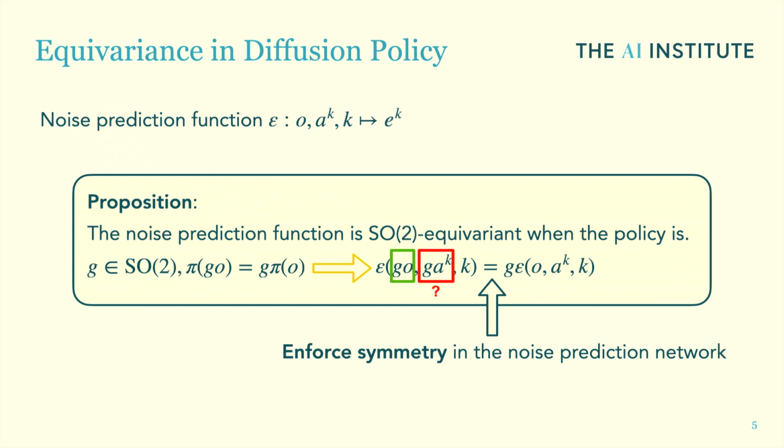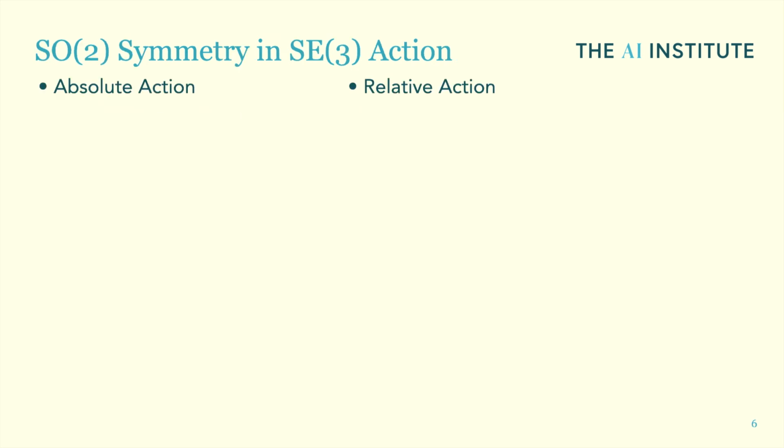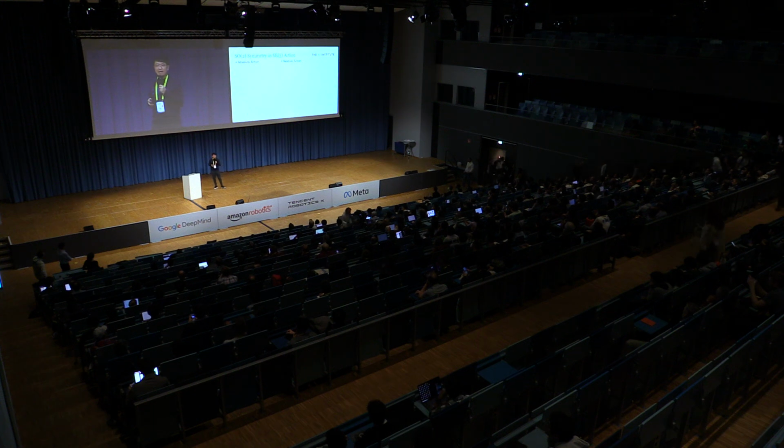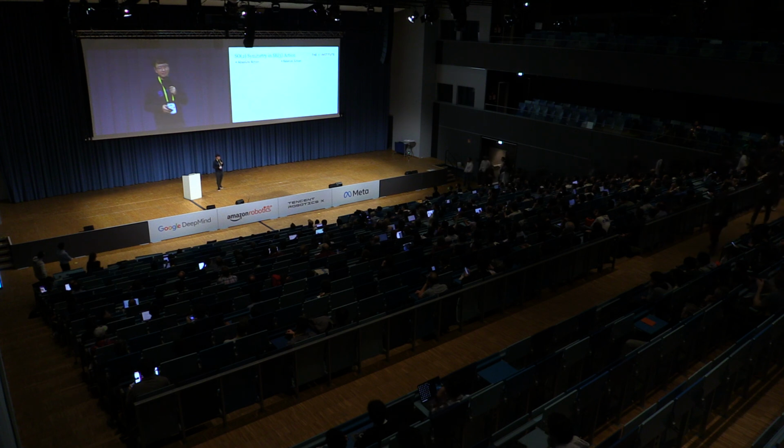The group operation or rotation on the observation O is relatively easy to model. It can be simply a rotation of the vision features like an image or voxel grid, but how the rotation applies to the action is less clear. So in this work, we study how an SO(2) symmetry operates in an SE(3) gripper action space. We consider both the absolute action space and the relative action space. Here, I'm going to briefly talk about the absolute action space. Please come to me at the poster or refer to the paper for the relative action space.